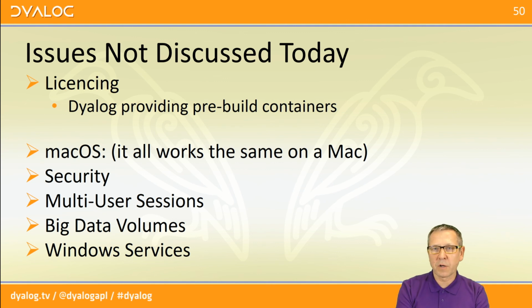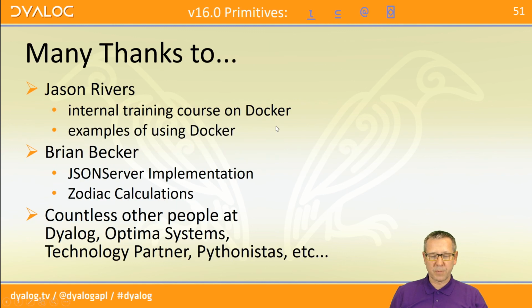And then, of course, if you start serving up an application like the one we have here on the internet, you're going to want to look at security, how to deal with multiple different users connecting to it, how to deal with really big data volumes up on the cloud. And the final bullet point, they're just mentioning that the JSON server is also going to be something that you can easily start as a Windows service on a regular Windows machine without using the Docker technology.